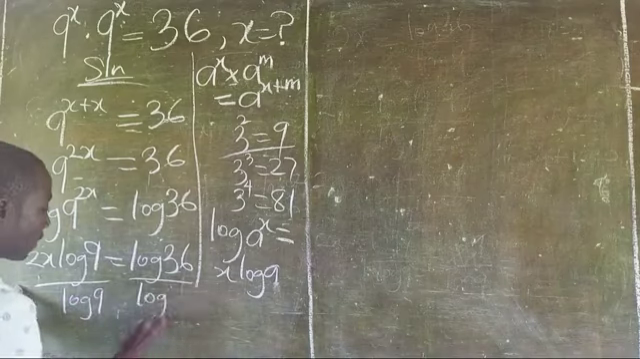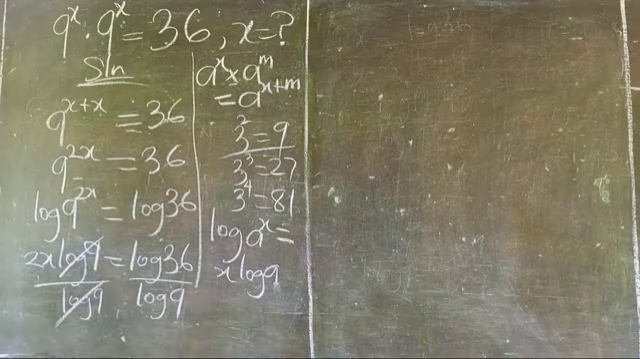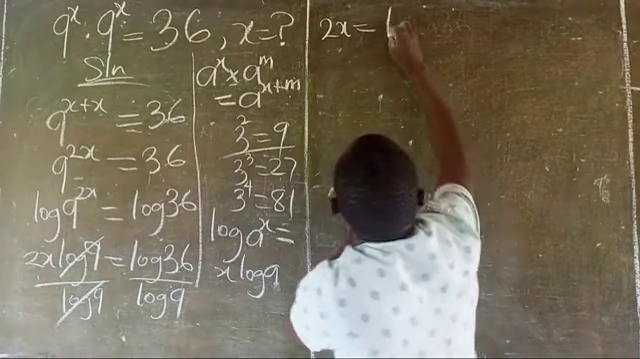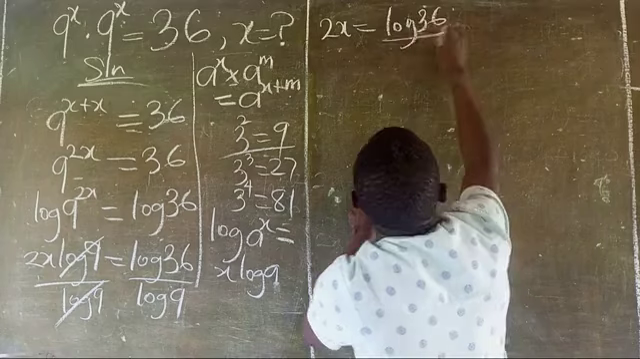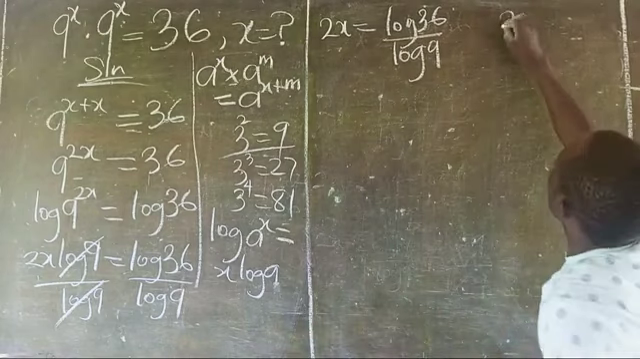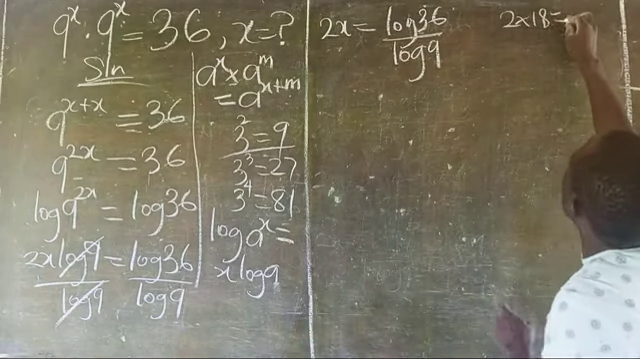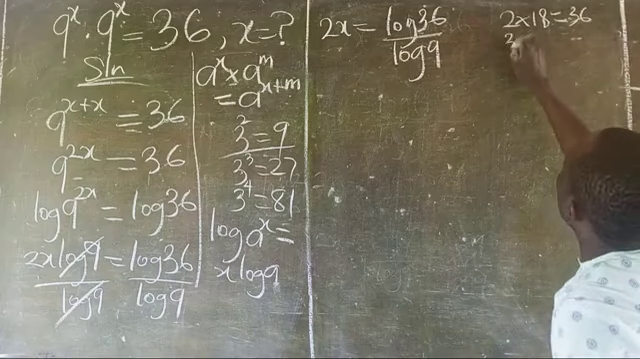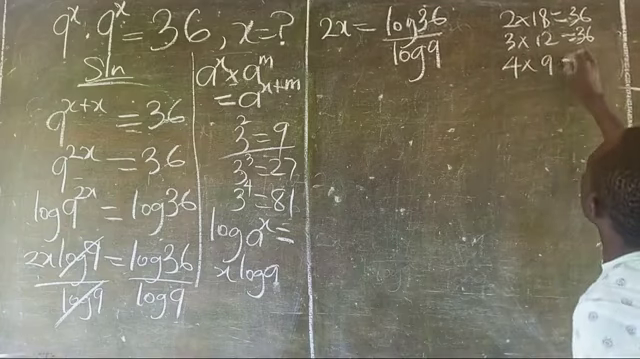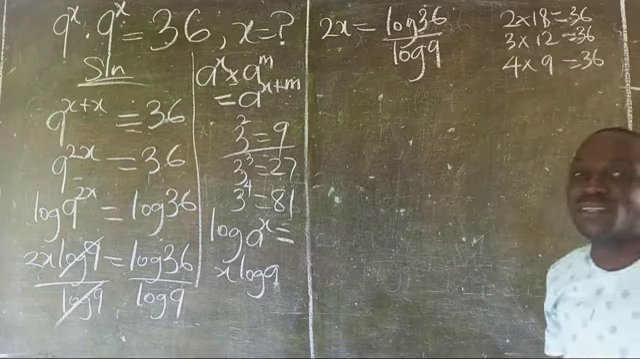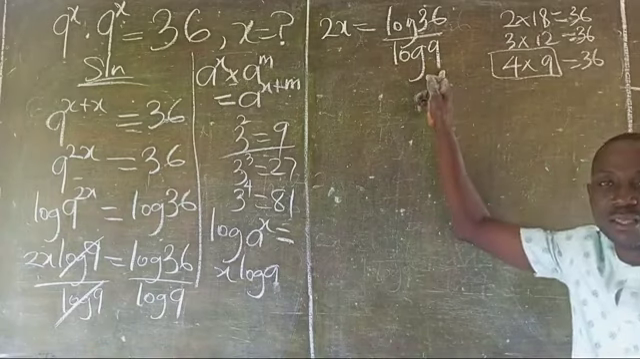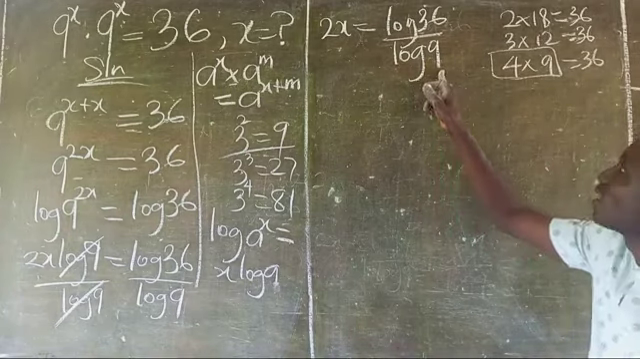it therefore will become log 9 over log 9. Log 9 will cancel log 9. We'll be left with 2x equals log 36 over log 9. Yes. If I say 2 times 18, that is 36. Or even 3 times 12, that is 36. Or what of 4 times 9? That is 36. I can decide to use any of these in place of 36. I would like to go by 4 times 9. The reason being that I have 9 already. For easy simplification and manipulations, I would rather go with this.